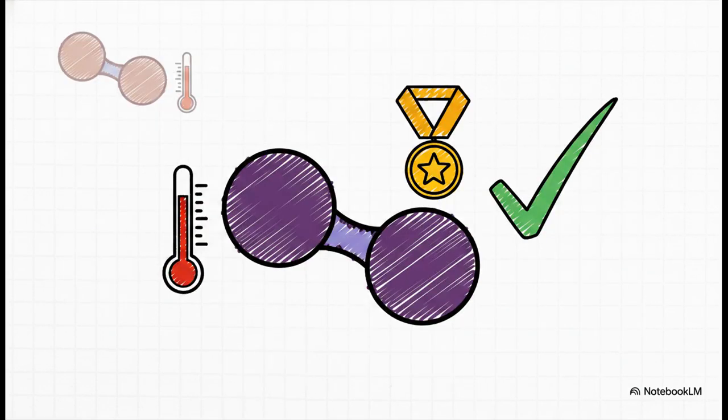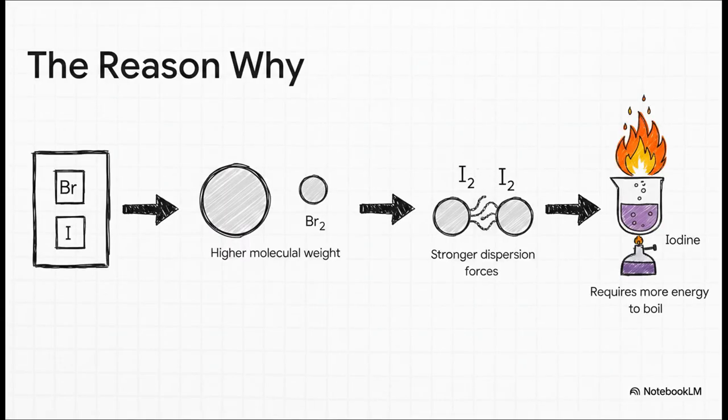If you said iodine, you are absolutely right. Nice job. So why is it iodine? It all comes back to that first rule, right? Iodine is way down on the periodic table compared to bromine, which just means it's a bigger, heavier molecule with a lot more electrons. That all leads to stronger attractions between the molecules, so you have to crank up the heat to a much higher temperature to get them to break apart and boil.